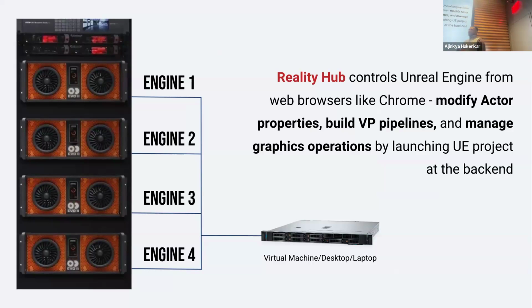So what's happening here is you're controlling all these engines. You can also have 16 engines. During the US elections, we literally had 16 engines operated through a single hub.